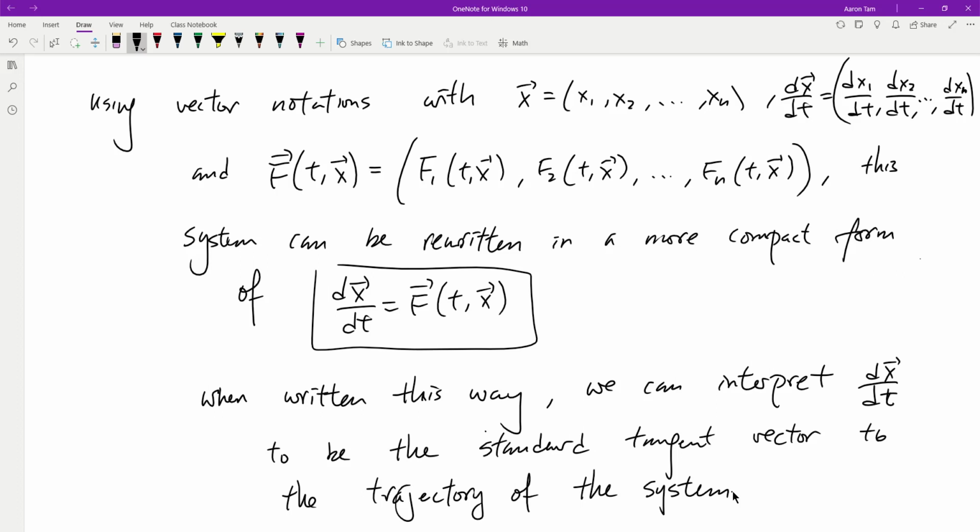It's actually meaning that in this case, solving a system of differential equations basically means that we're given the standard tangent vector, or more importantly, the velocity vector. And now we try to simply find the position vector. So it gives a very nice geometrical interpretation of what we actually try to do.